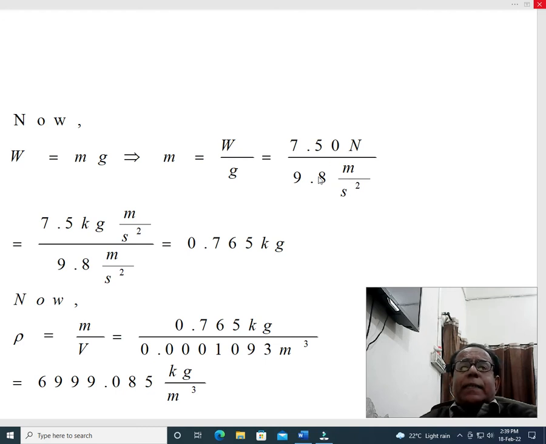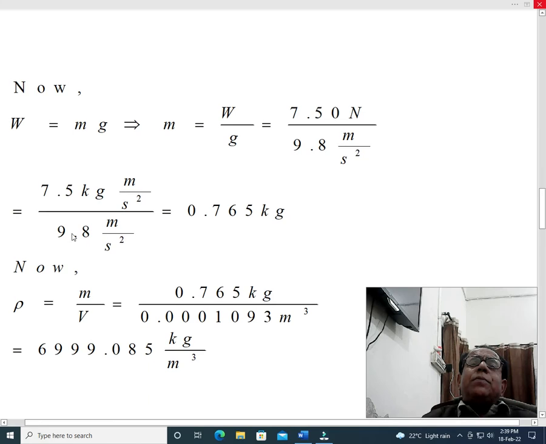When we simplify this expression, 7.5, here we have just written kilogram meter per second square in place of Newton, because by definition 1 Newton is equal to this, divided by 9.8 meter per second square. In this way meter per second square cancels out with meter per second square, and our answer will be in the form of kilogram, which is 0.765 kg.